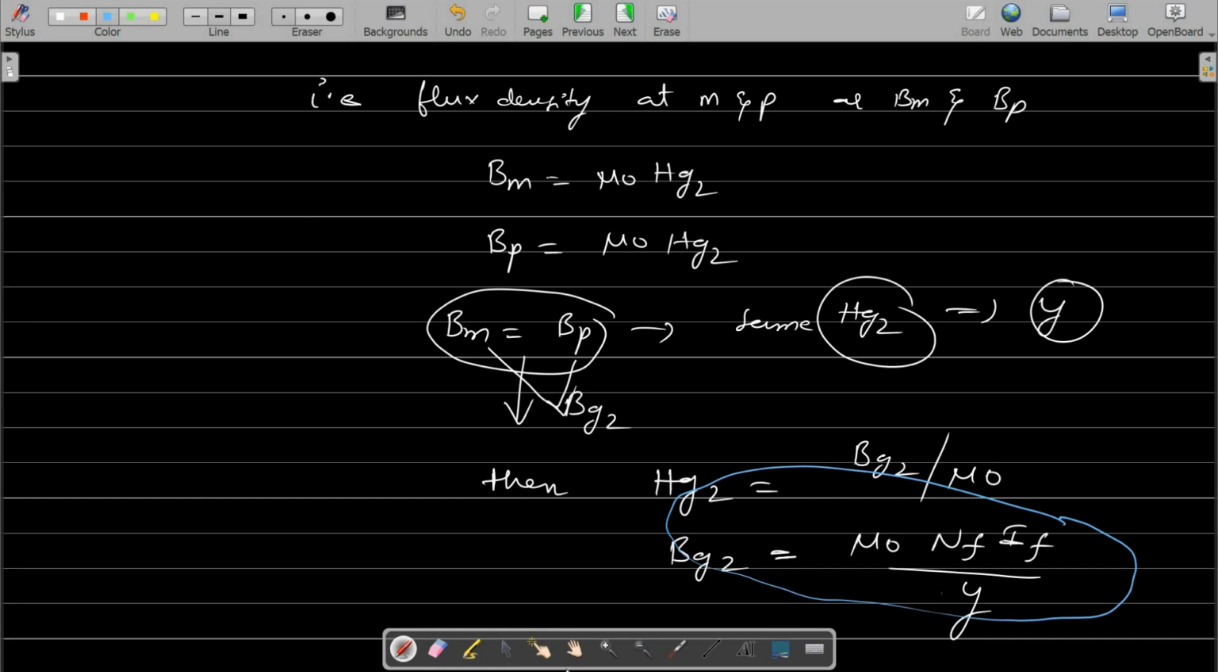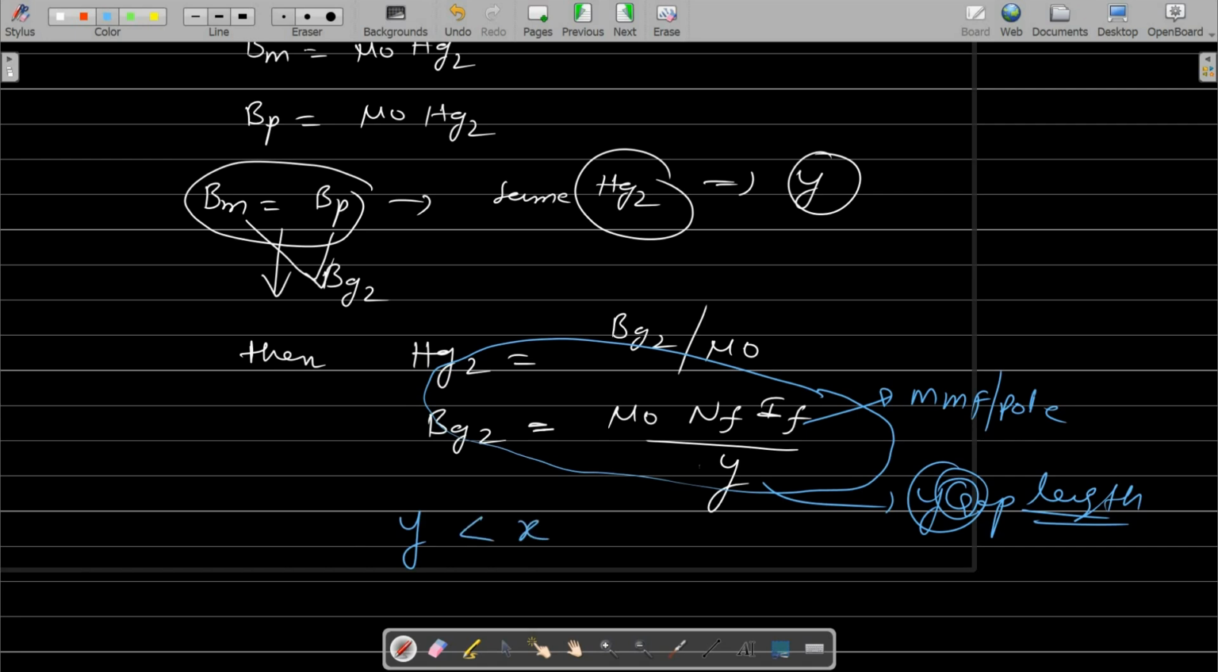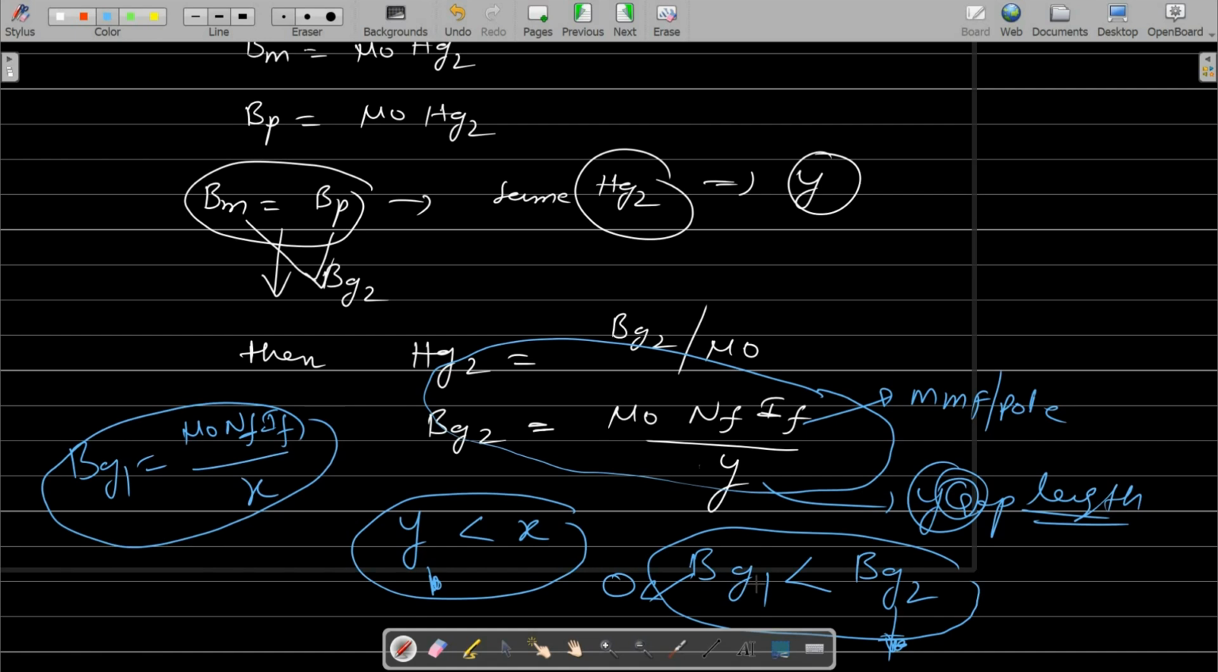And now I say this is nothing but MMF per pole, and this is nothing but the gap length. Finally, we have already said that y is less than x. If y is less than x, then Bg1 is less than Bg2. Bg1 is always less than Bg2, because Bg1 we have got as mu 0 NF IF divided by x. By comparing these two equations, we can say that Bg1 is guaranteed less than Bg2.